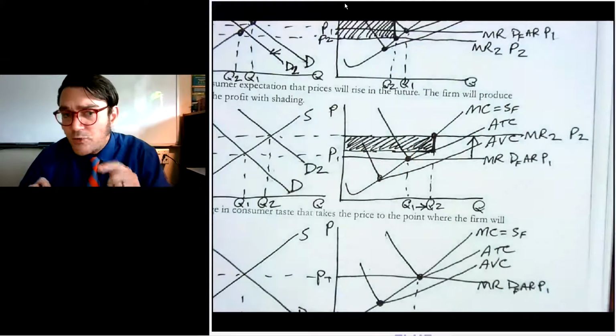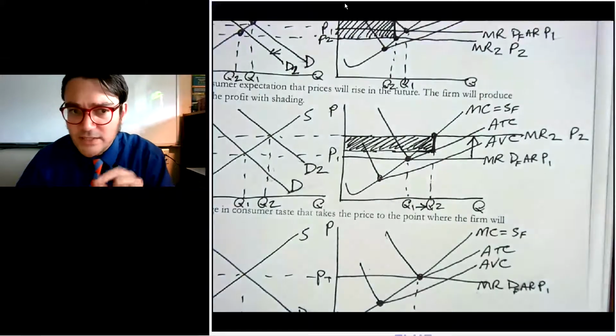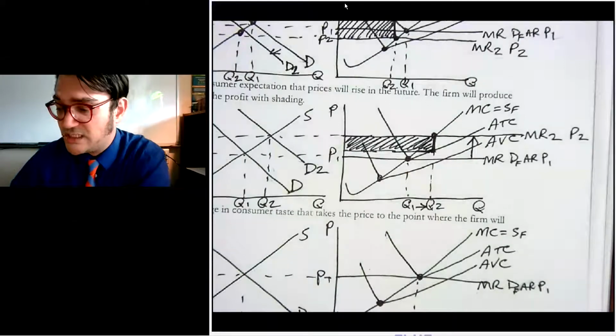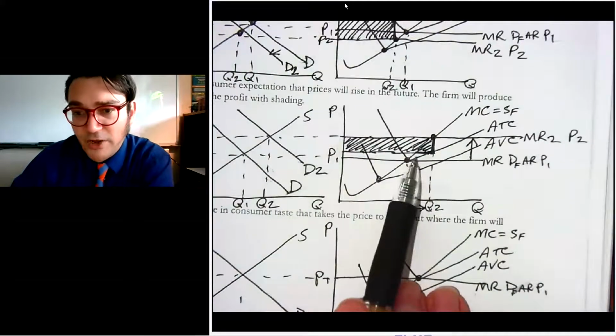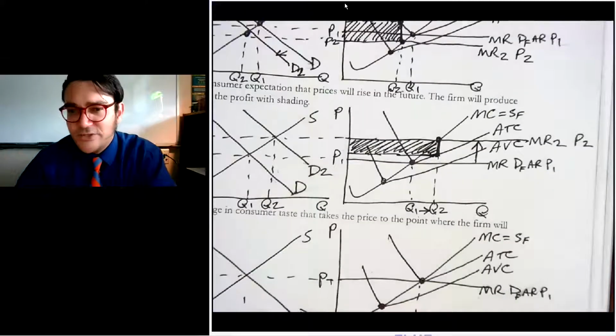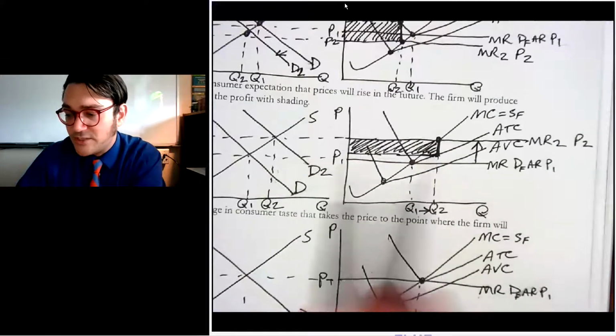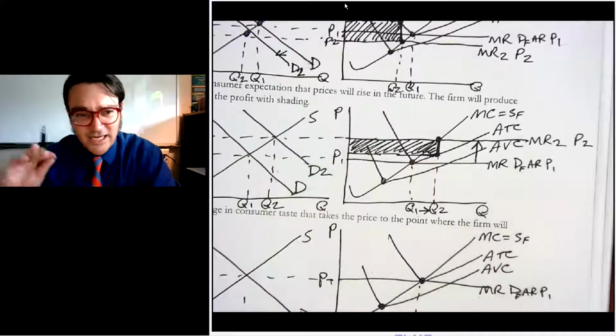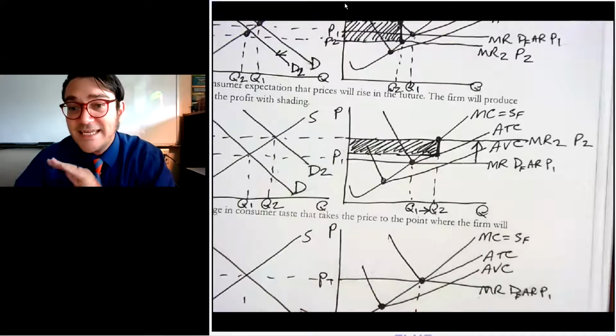Now, I want to point out something that students make this mistake all the time, and you're not going to make this mistake because you're a smart student. You notice this little area right here where ATC is kind of at the bottom of the ATC like that? Students all the time want to just shade all the way to the original MR. That's wrong. This old MR-D-ARP, he's dead to us. He doesn't exist anymore, so pretend like he doesn't exist.